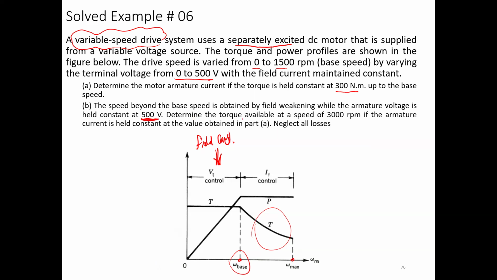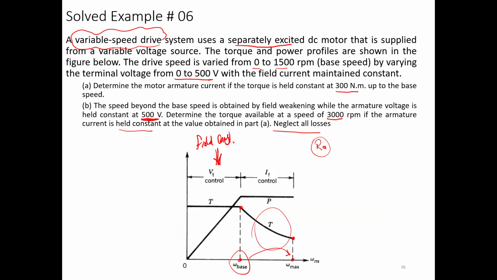Now, determine the torque available at a speed of 3000 RPM. If we double the speed from 1500 to 3000 RPM, what would be the new torque value compared to the previous one? Because we already know the old torque value. And he mentioned the armature current is held constant, which is regular for this type of speed control. And he mentioned to neglect all losses, because we consider that the armature resistance voltage drop is neglected in our question.